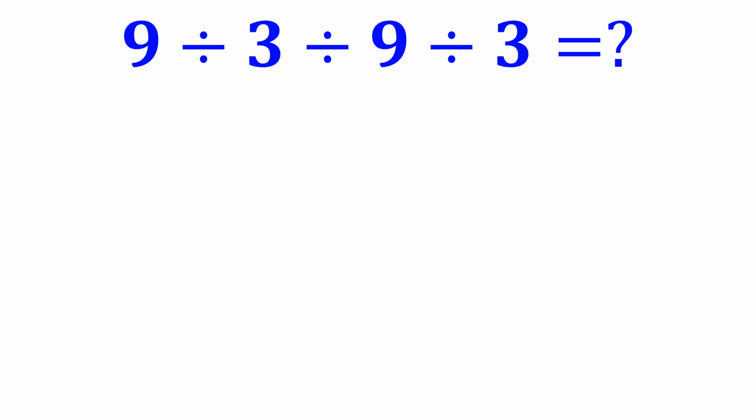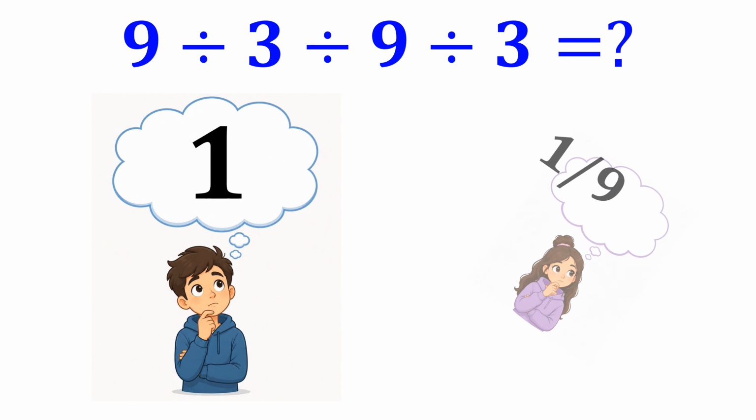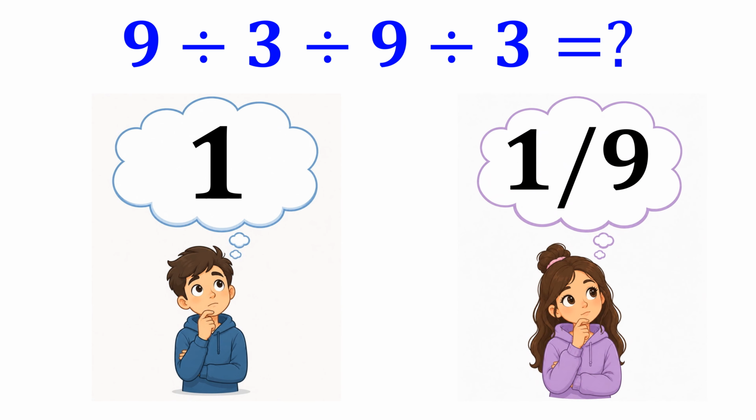Today's question is 9 divided by 3 divided by 9 divided by 3. The young man got the answer 1, and the young lady got the answer 1/9. In your opinion, which answer is correct?